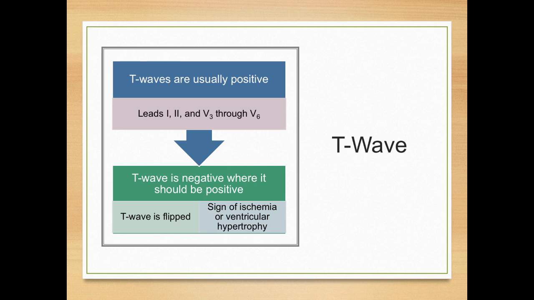And that's typically a sign of either ischemia or, remember, if we think back to that ventricular strain pattern, it could be a sign of ventricular hypertrophy. So we need to be paying attention. So I see a flipped T wave. Well, why is that T wave flipped? Is it ischemia or is it ventricular hypertrophy?